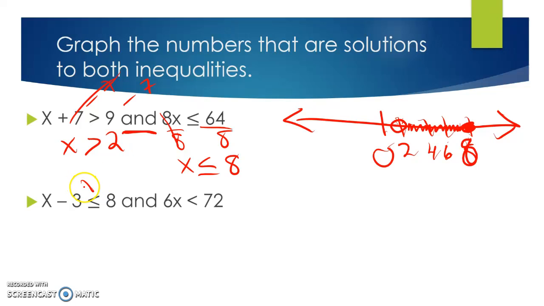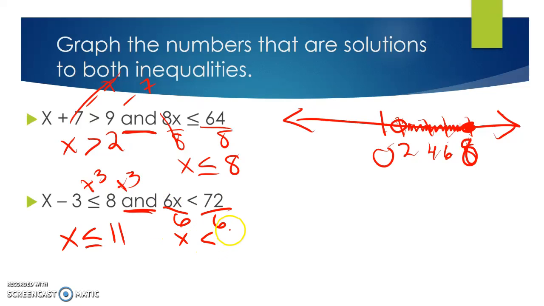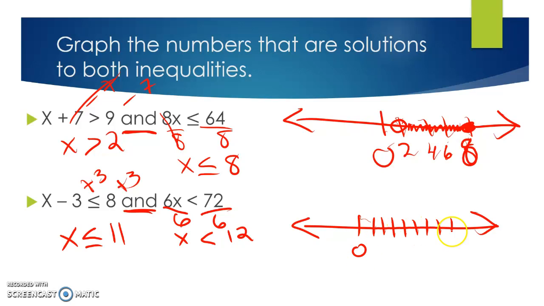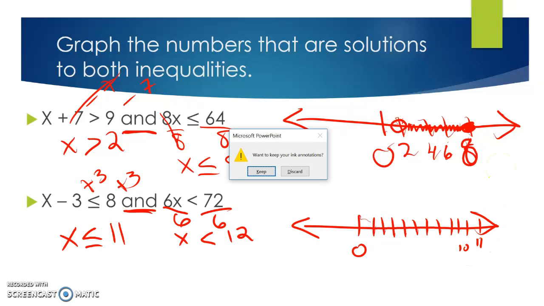Our next one, we're going to do +3 over here, +3, so x is less than or equal to 11, and x is less than 12. All right, so we draw our number line. 0, 1, 2, 3, 4, 5, 6, 7, 8, 9, 10, 11. Oh, I'm going to draw this a little bit longer.